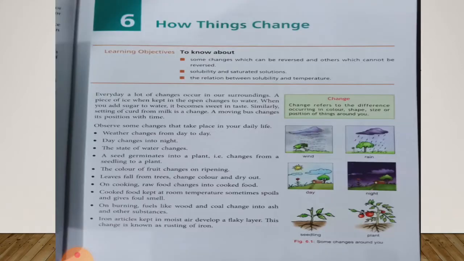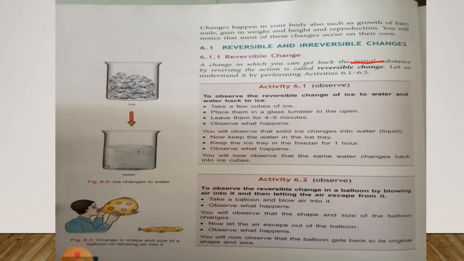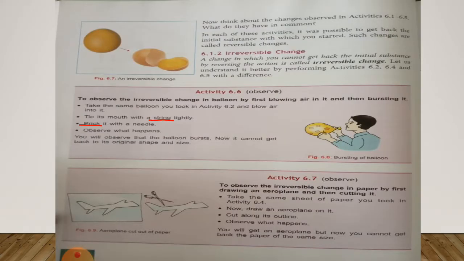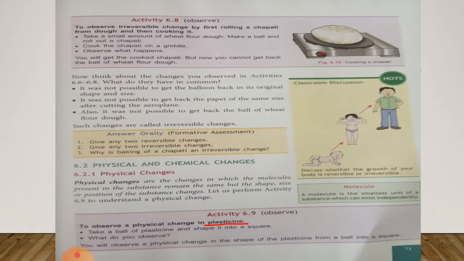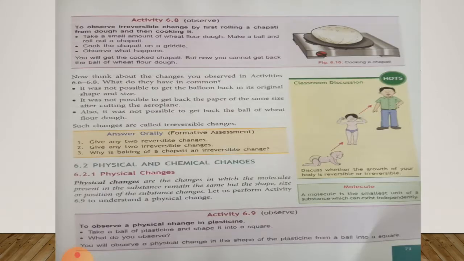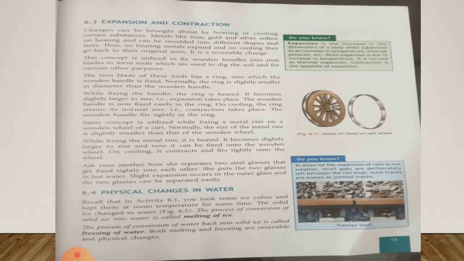In this chapter we have seen some examples of changes. We have seen some reversible and irreversible changes. We have understood about physical and chemical changes. And we have understood about expansion and contraction. Now in this class we are going to read about physical changes in water.